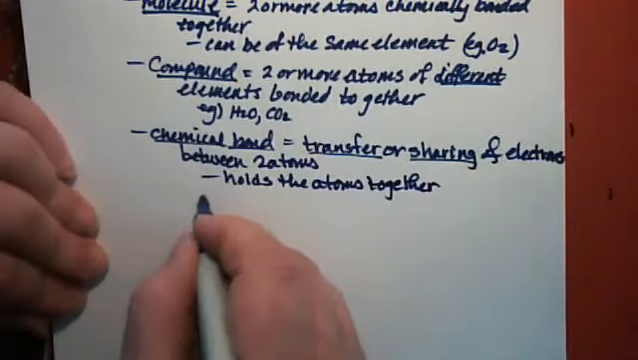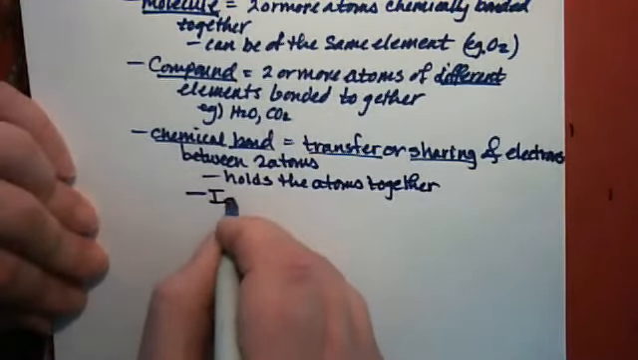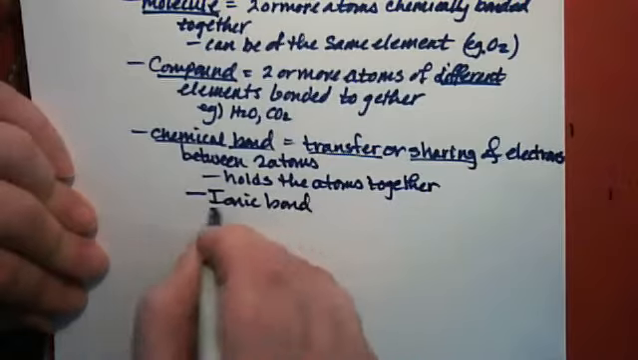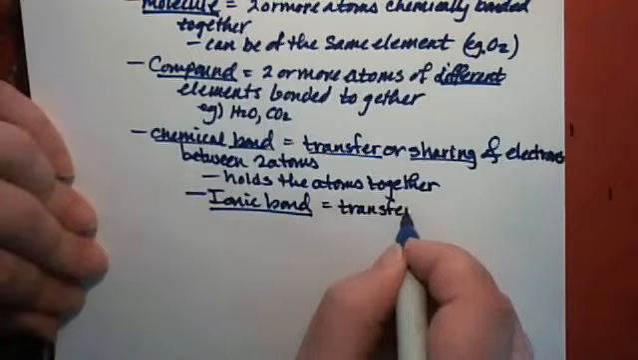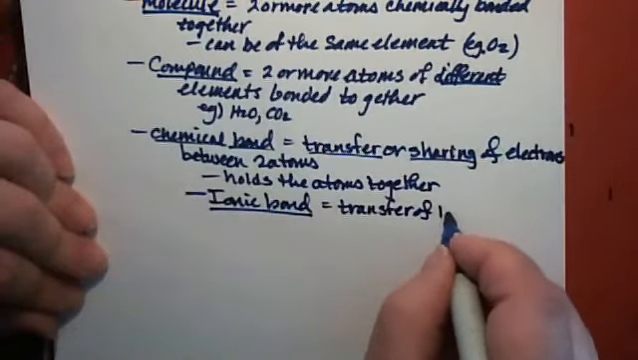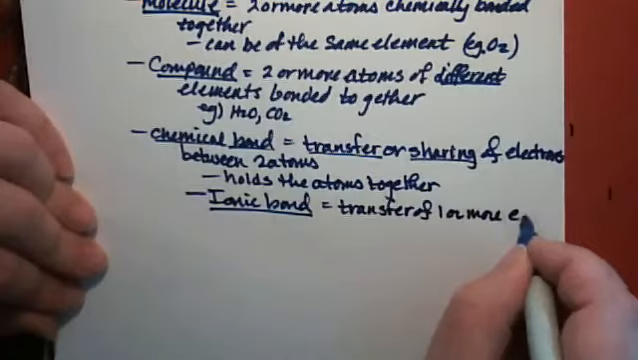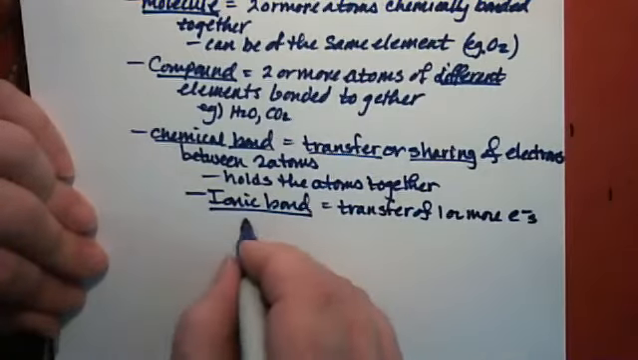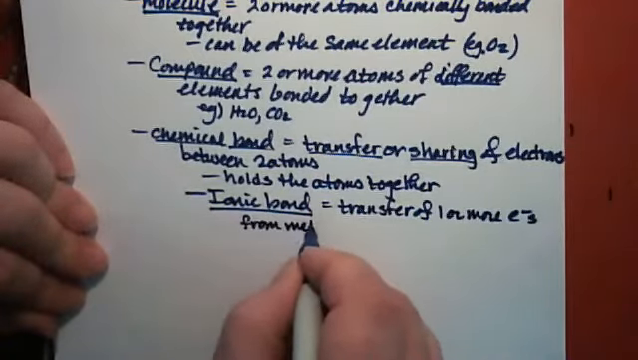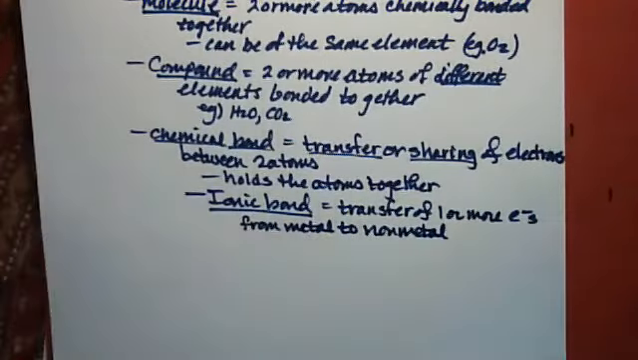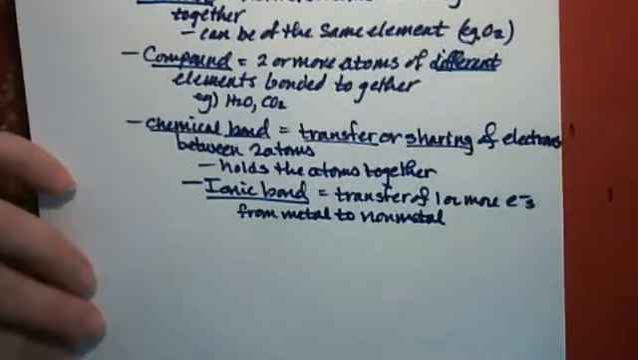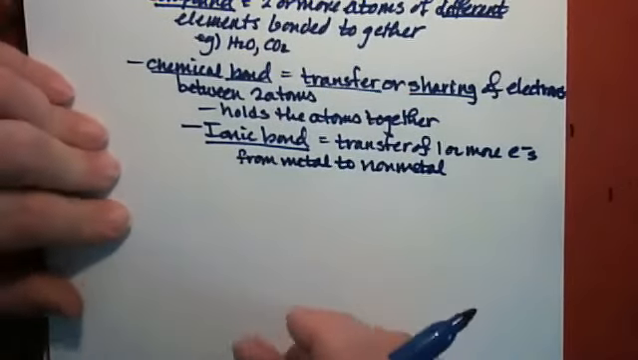As I said, there are two types of chemical bonds. An ionic bond is a transfer of one or more electrons from a metal to a nonmetal. Because remember, as we said before, when forming ions, metals tend to lose electrons and form positively charged ions, and nonmetals tend to gain electrons to form negatively charged ions.